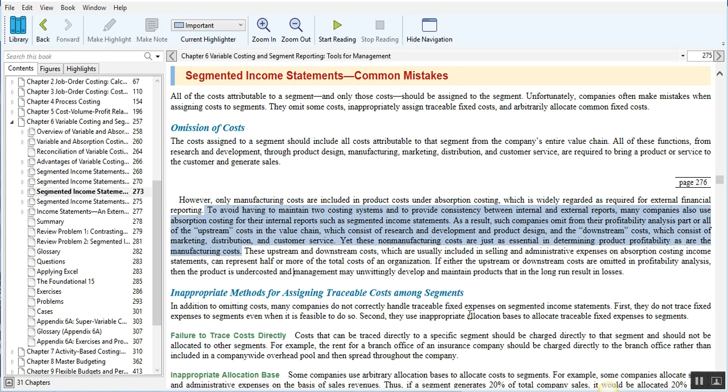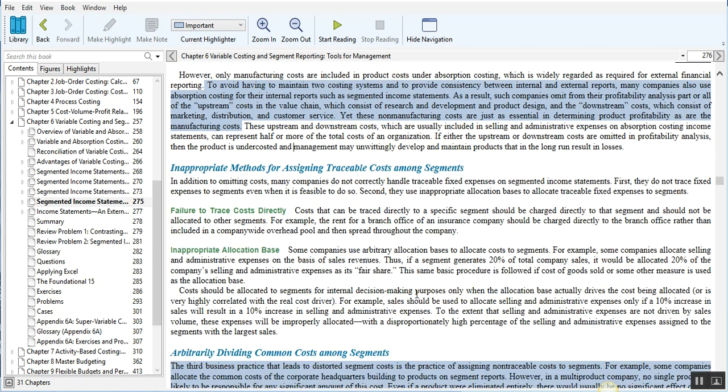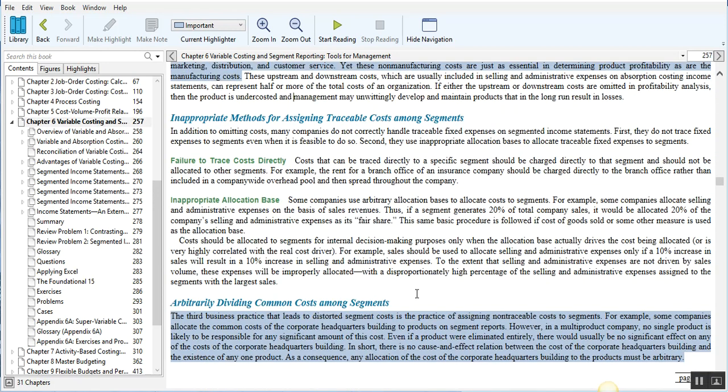So they may not be looking at all of the costs because they're going to that approach. But if you're thinking about these costs in terms of manufacturing versus non-manufacturing, there are going to be some non-manufacturing costs that are just as critical in determining the profitability of products. There may be some inappropriate methods to assign traceable costs among the segments. So you can fail to trace the costs directly, or you can use an inappropriate allocation base.